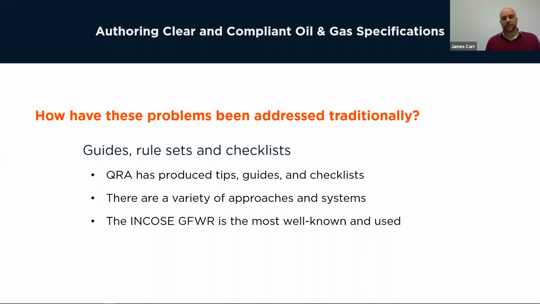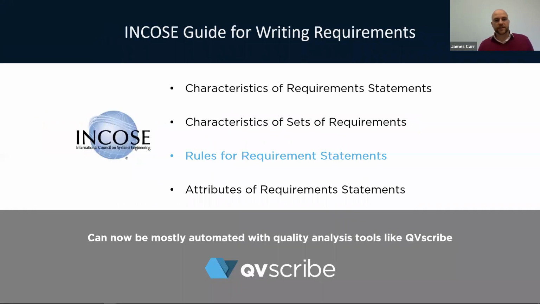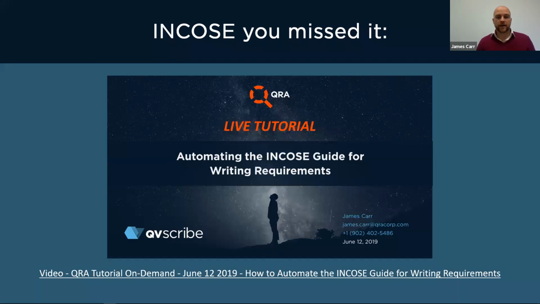There's a variety of different approaches and systems that you can use that help people write requirements clearly from the beginning. And the most popular of those is the INCOSE Guide for Writing Requirements. It's the most well-known and most widely used. So if we look at this just for a second, the INCOSE organization has developed a number of different rule sets and characteristics and checklists. So if we just look at one of those right now, the rules for requirement statements, there are currently 40 of them that they've published on that list.